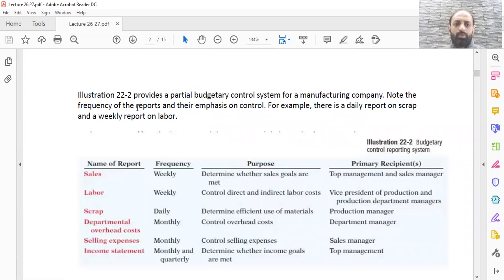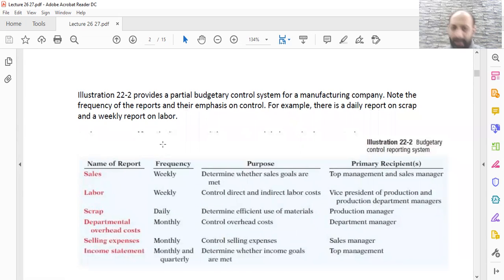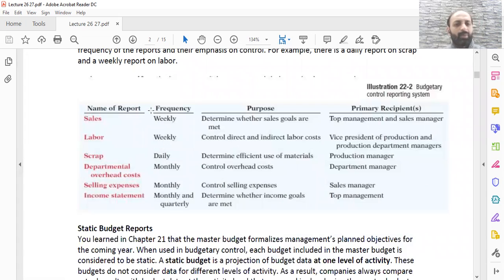Illustration 22.2 provides a partial budgetary control system for a manufacturing company. Note the frequency of the reports and their emphasis on control. For example, there's a daily report on scrap and a weekly report on labor. Now, sales normally you want to have weekly, and what is its objective? Determine whether sales goals are met or not.